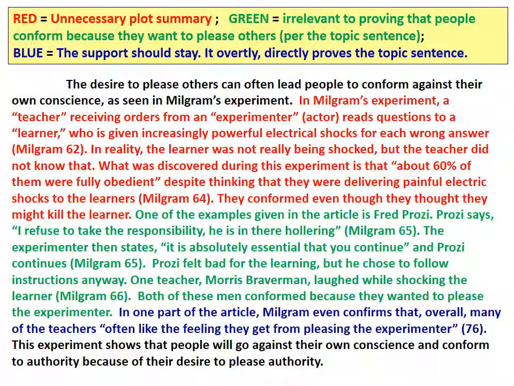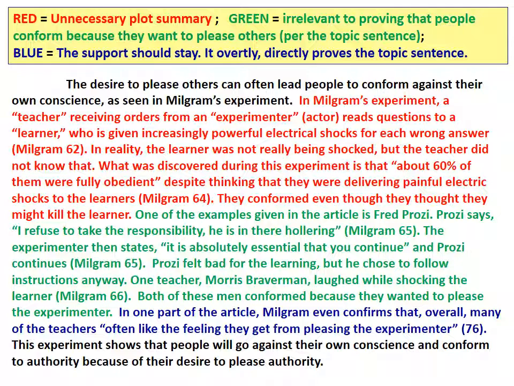Then we get to the part in green. If you look at the parts that are quoted from the Prosy experiment and the Braverman experiment, nothing in there shows that people conformed because they wanted to please others. It only proves that they conformed. That's not the main thing that needs to be proven, though. It's obvious that most of the people in Milgram's experiment conformed, and that can be said in one sentence. The main thing that needs to be proven is the reason they conformed, the desire to please others. And there is not one single piece of proof in that green part or that red part to prove that.